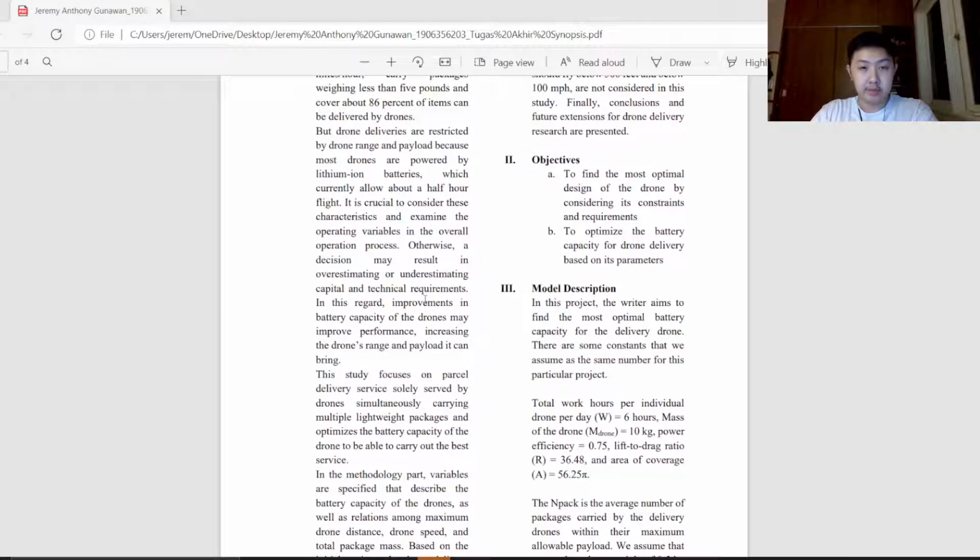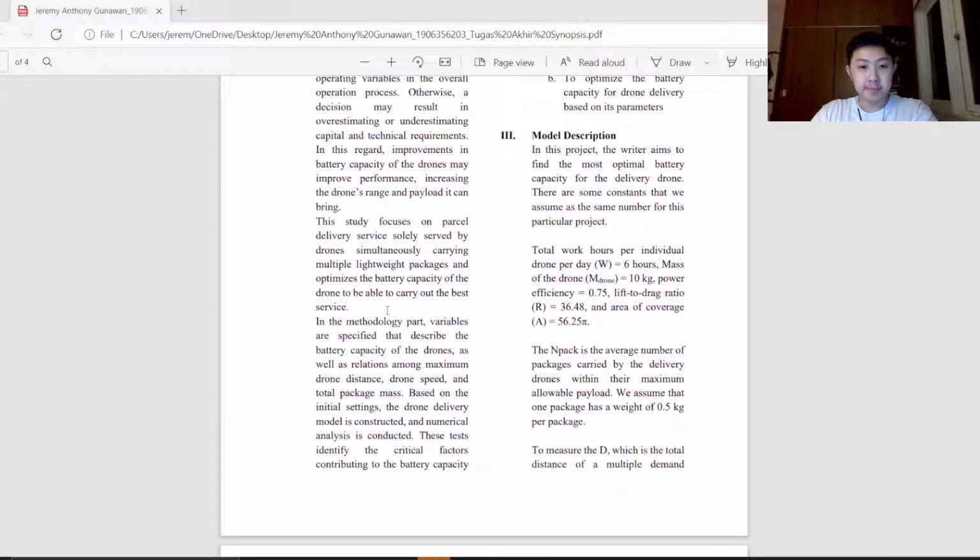By improving the battery capacity, the drones may have an increased amount of performance, which can even increase the company's service. So this study particularly focuses on an individual drone which delivers multiple packages in a certain area with a certain radius.